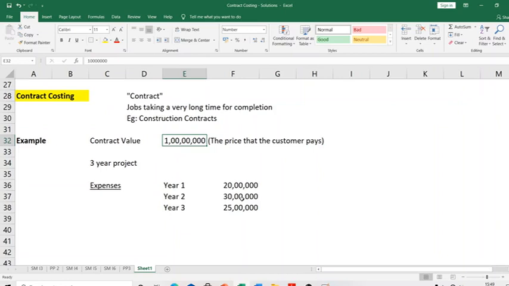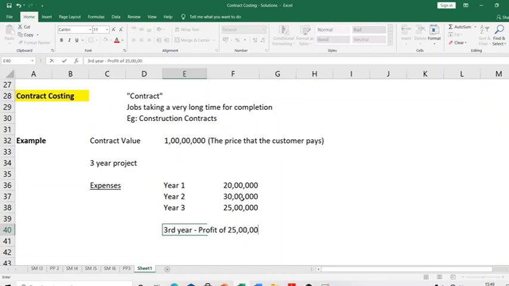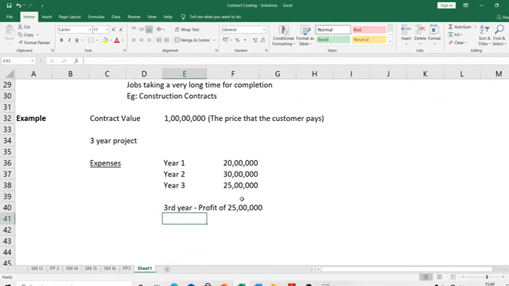So what you do is you account for that, and now you say that this year, the third year, you recognize a profit of 25 lakhs. Now you have followed the general revenue recognition principle, and according to the matching principle, you have postponed all your expense recognition to the third year. Thereby you have recognized a profit of 25 lakhs in the third year.